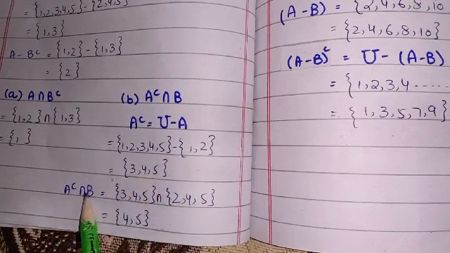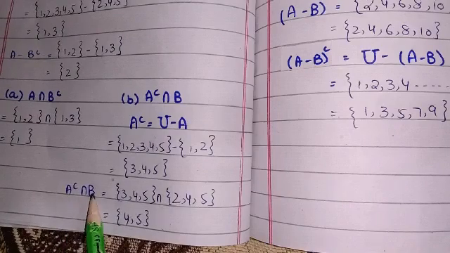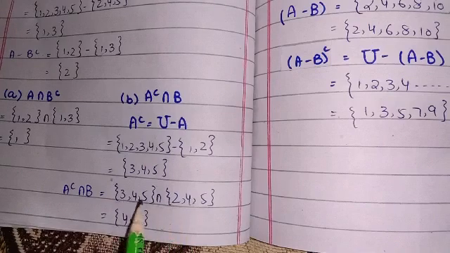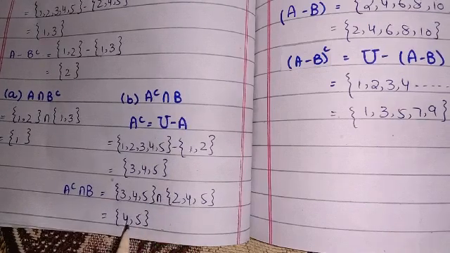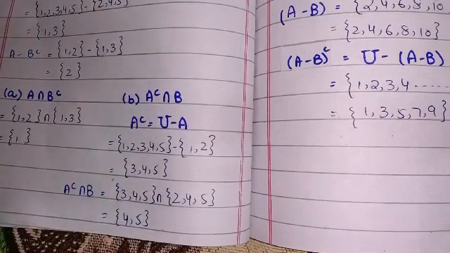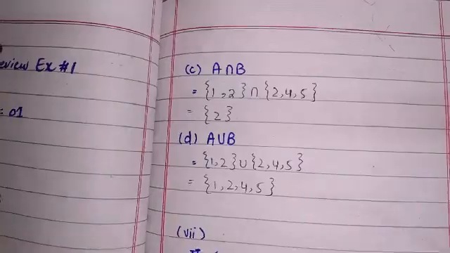Now students, we will find the intersection between A complement and B. Here is our A complement set, intersection, here is our B set. By taking the intersection, we have our set having elements 4 and 5. This answer does not match our answer, so let's move towards our option C.